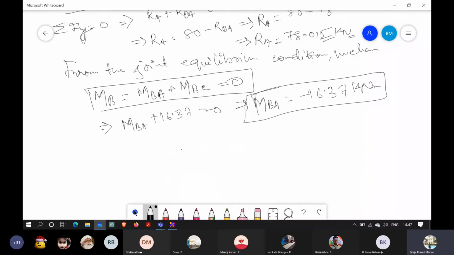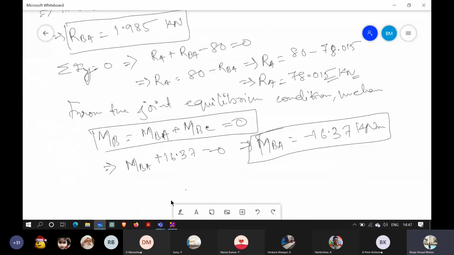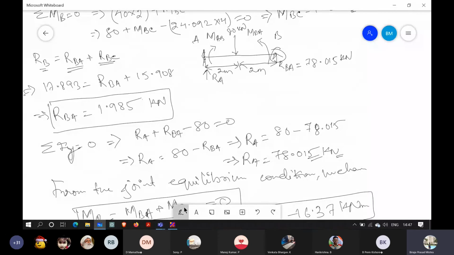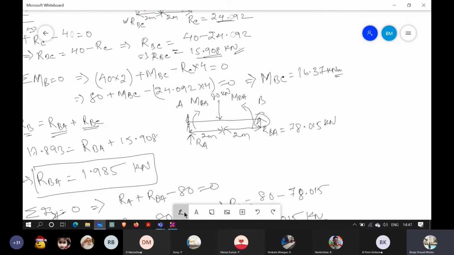Now in this one, the MBA moment here is the same, so it will be opposite, minus 16.37. This one came as minus 16.37, so it is 16.37 and this direction is correct. Now we need to find out how much is MAB.